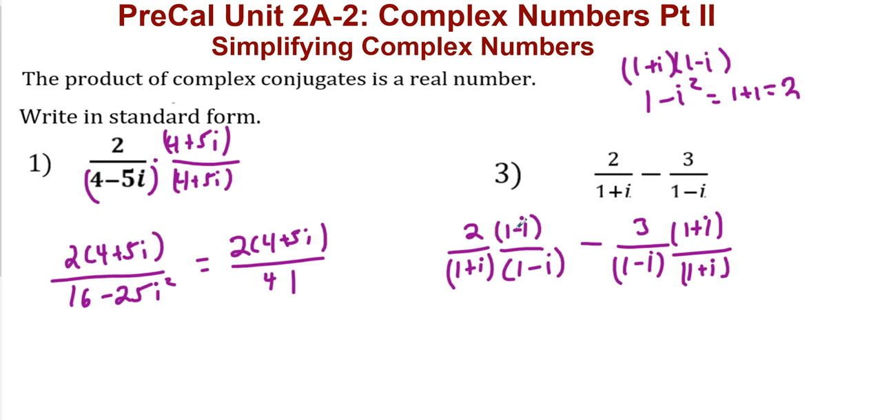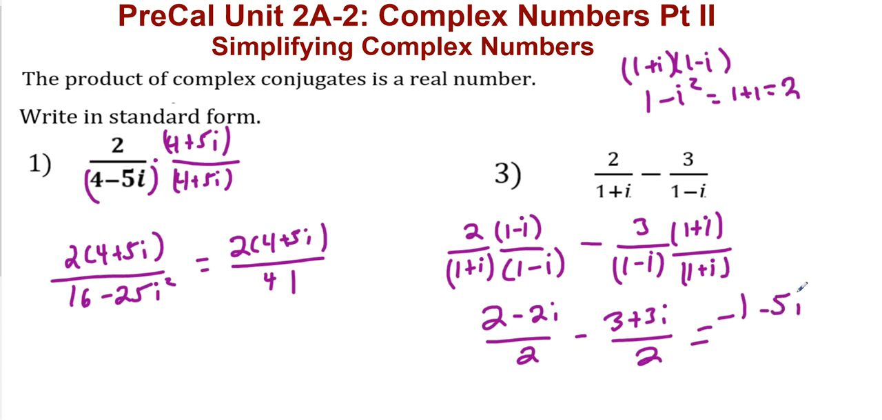I'll go ahead and distribute the 2 here. So that's 2 minus 2i over 2, and I don't want to simplify this. And that's going to be minus 3 plus 3i. Okay? So this is going to be 3 plus 3i, also over 2. We're distributing that negative on the top. So we're going to combine like terms. That's going to leave me with negative 1 minus 5i all over 2.